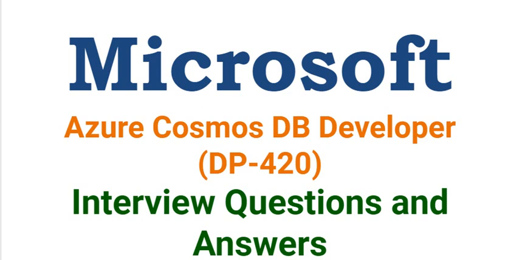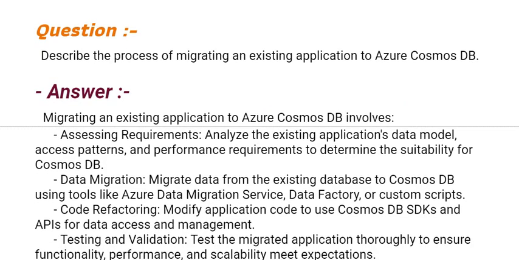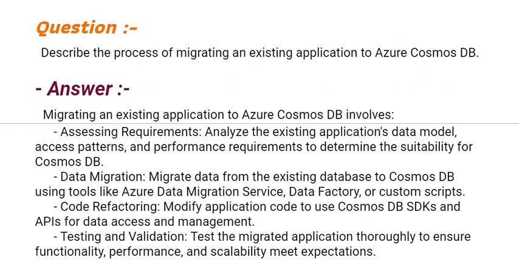The question is, describe the process of migrating an existing application to Azure Cosmos DB. Your answer should be, migrating an existing application to Azure Cosmos DB involves assessing requirements: analyze the existing application's data model, access patterns, and performance requirements to determine the suitability for Cosmos DB.